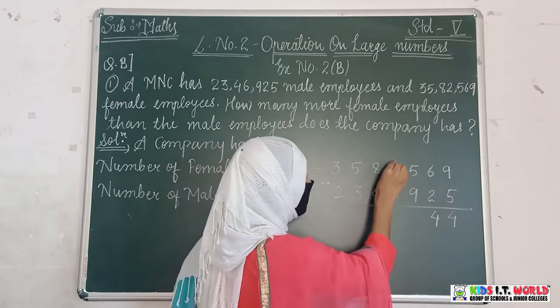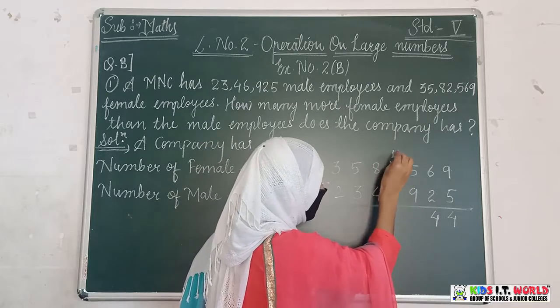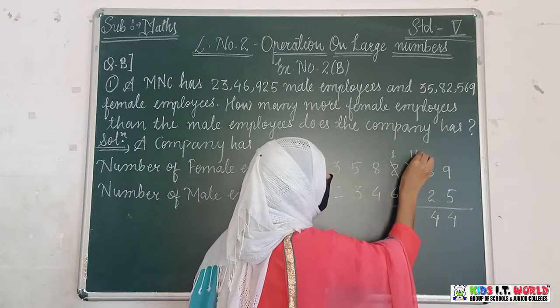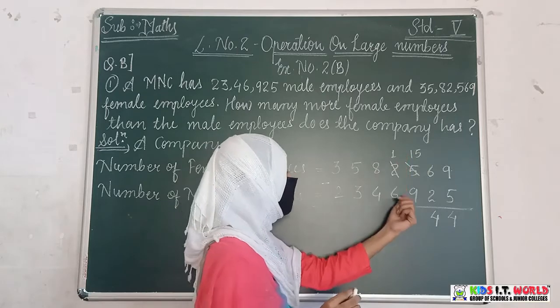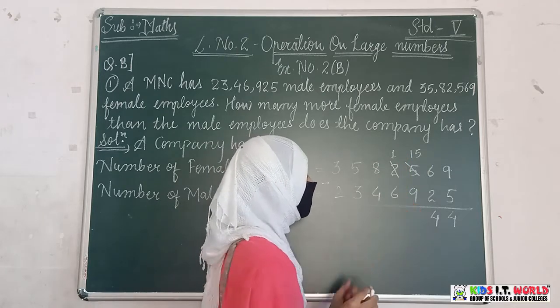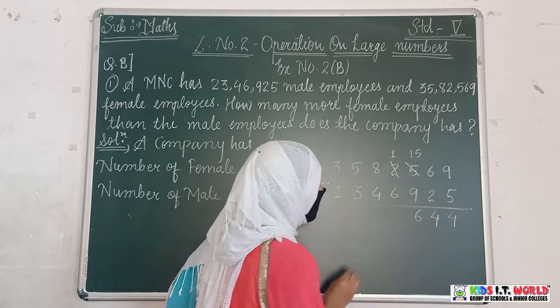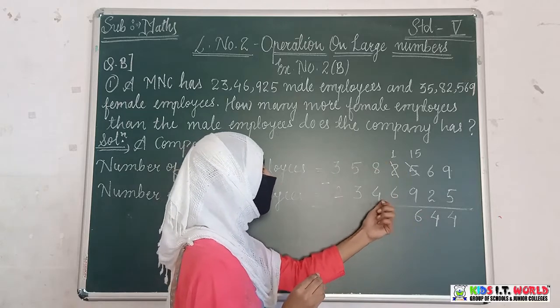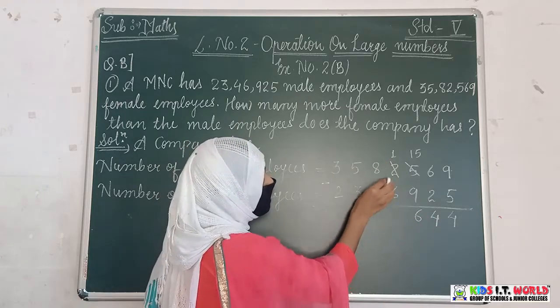So we will take from here. So it will be 1 and this will get 15. So now 15 minus 9, it will be 6. 1 minus 6, again it is not possible because 6 is greater than 1.